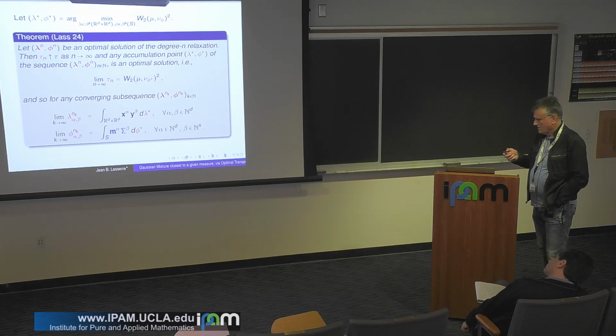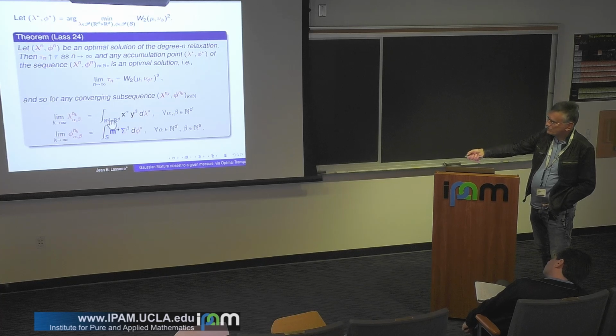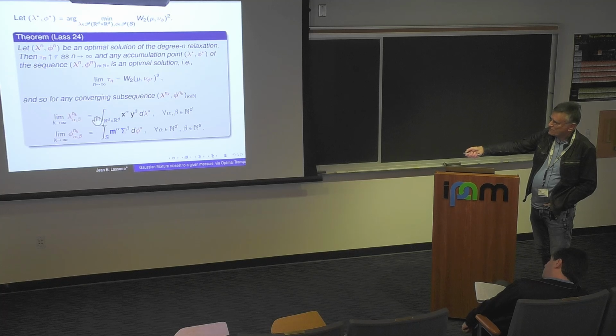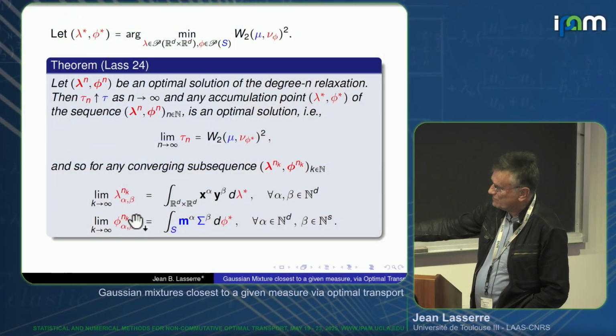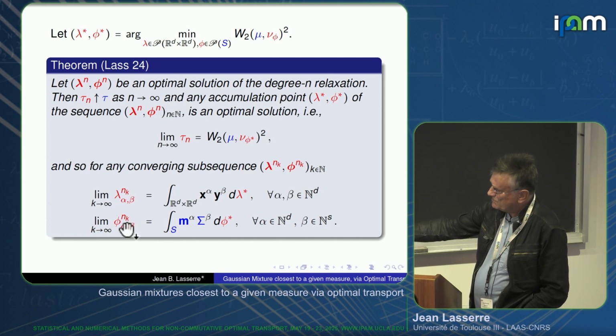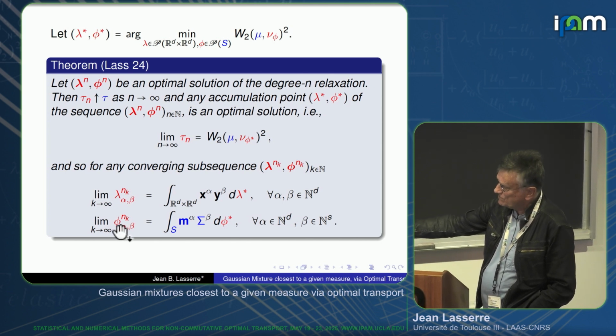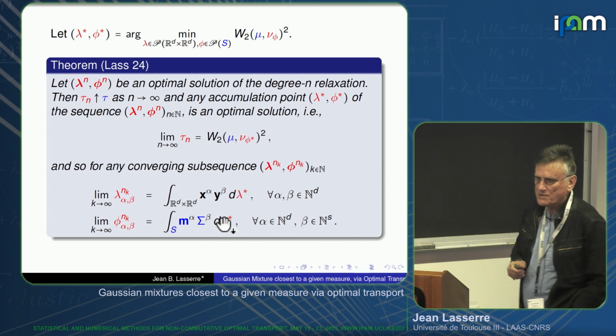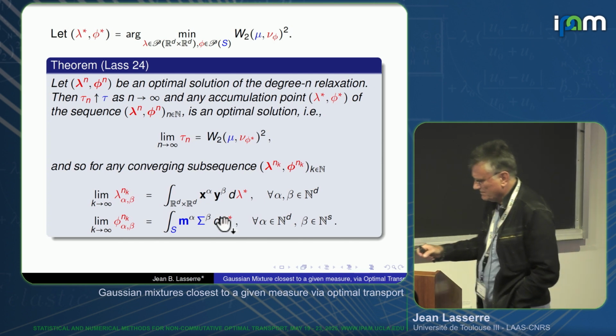So here, up to subsequences, you get what you want: the pseudo moment converges to the real moment of a joint distribution lambda star that solves the problem. And up to a subsequence, the pseudo moment of the mixing measure converges to an optimal mixing measure.